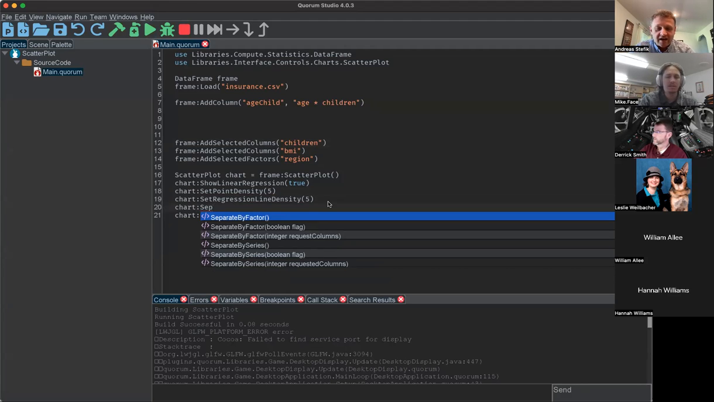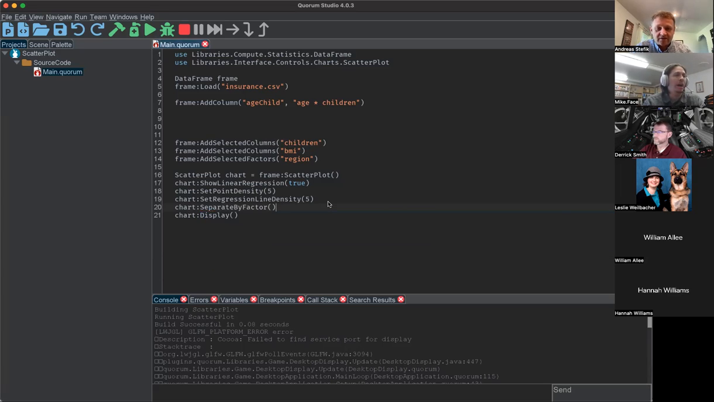There's separate by factor Boolean, separate by factor integer requested columns, separate by series Boolean flag, and separate by series integer requested columns. Now, you're not going to know what all these are, and it's going to be easier to just kind of show you what they do. Okay. So notably, I'm going to start out as I'm just going to say separate by factor. Okay, and then I'm going to run my code.